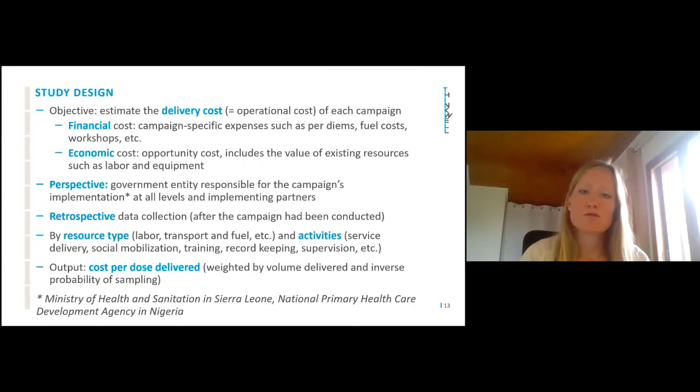And we collected the data retrospectively, which means that we collected it after the campaign had already been implemented and completed in both of these countries. And we estimated the cost by resource type, so that includes categories like labor and transport, as well as by campaign activity. So examples of that are service delivery, social mobilization, training, record keeping, and supervision. And as study outputs, we estimated the cost per dose delivered using weighted volume averages, and we included sampling weights to take into account each site's probability of being part of our sample.